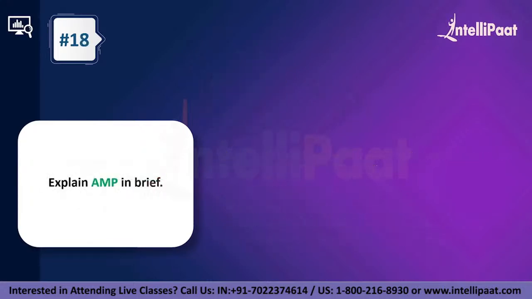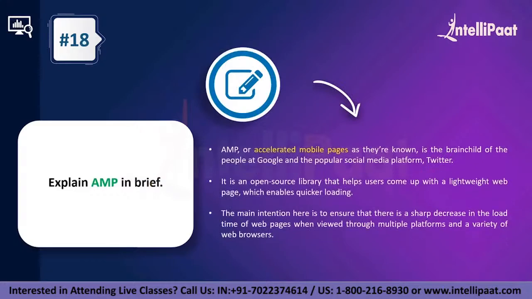So coming to question number 18, it says explain AMP in brief. See, AMP is actually a short form. It's an abbreviation for what we call accelerated mobile pages. So how AMP came about is that it was actually a brainchild of the people at Google and another very important social media platform, that's Twitter. AMP is actually an open source library. What it does is that it helps users to come up with a very simple web page without having to put much effort into it.